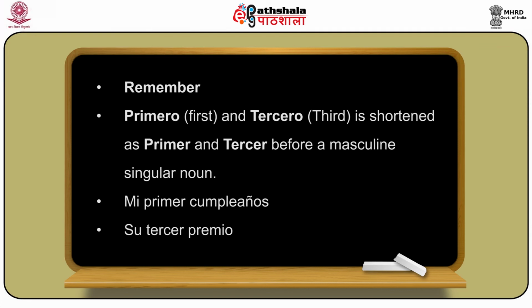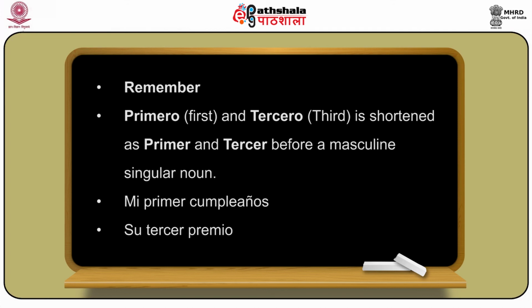And while talking about the ordinal numbers, there is one exception, that is the first and third that you have learned, primero and tercero. When it comes before a masculine singular noun, it will become primer and tercer. For example, my birthday in Spanish is said as el cumpleaños, that is singular. So if you want to say my first birthday, it will be said as mi primer cumpleaños. And in the same way, if we want to say my third birthday, it will be mi tercer cumpleaños.